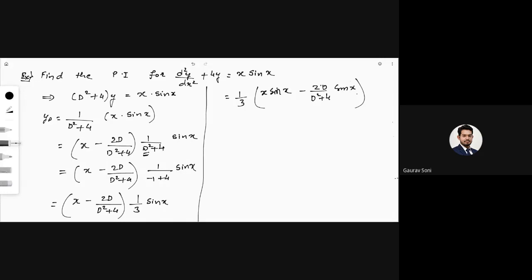Look, when I'm writing this kind of expression, 2d upon d square plus 4, I can operate numerator first or I can operate denominator first, whichever I like. So I would like to do it in this pattern: 2d, 1 upon d square plus 4 sine x. By the rule for 1 upon phi of d square sine x, this d square will be replaced by minus 1 and minus 1 plus 4 will become 3. So 2 by 3 d sine x.